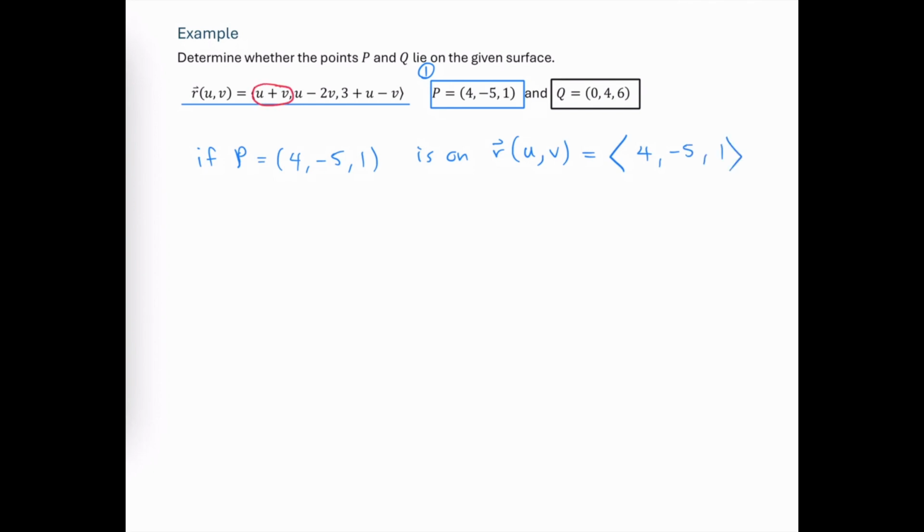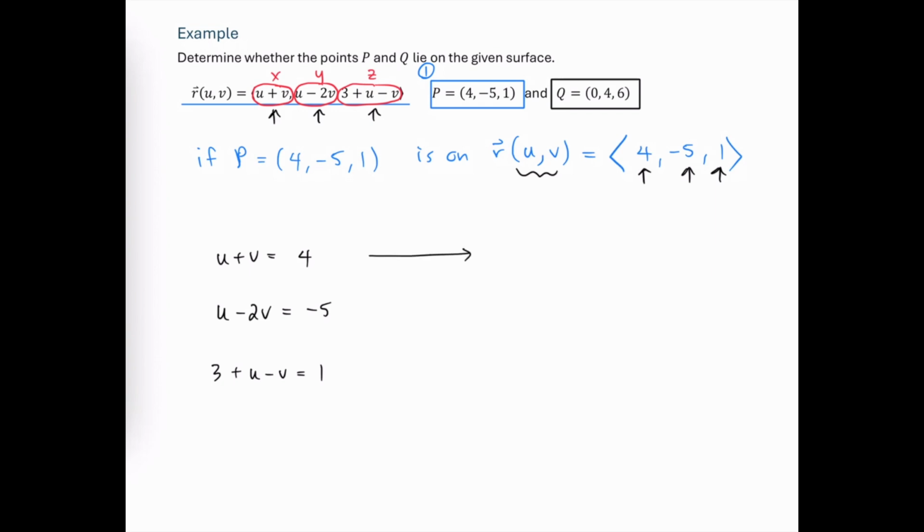The components of this vector function are the parametric equations for x, y, and z. So we're looking for the u, v values that make the x parametric equation, u plus v, equal to the x component of the vector, which is 4. That same u, v value needs to be plugged into the y parametric equation, which is u minus 2v, and have an output that is -5. That same u, v domain element should be plugged into the z parametric equation and give an output that is the z value of 1. And now we just need to solve this system of equations.